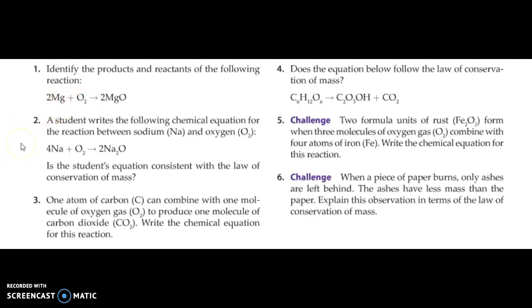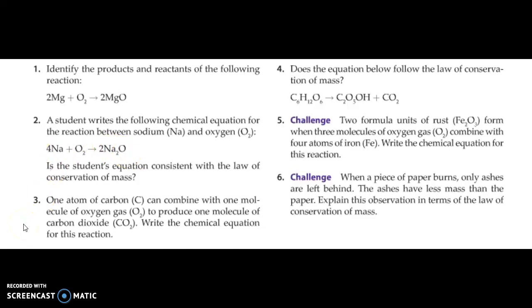A student writes the following chemical equation for the reaction between sodium and oxygen. 4Na plus O2 yields 2Na2O. Is the student's equation consistent with the law of conservation of mass? Hit pause, get your answer. So I have 4 atoms of sodium on the left, 2 times 2 is 4 atoms of sodium on the right. I have 2 atoms of oxygen on the left, and distributed, I have 2 atoms of oxygen on the right. So yes, it would be balanced.